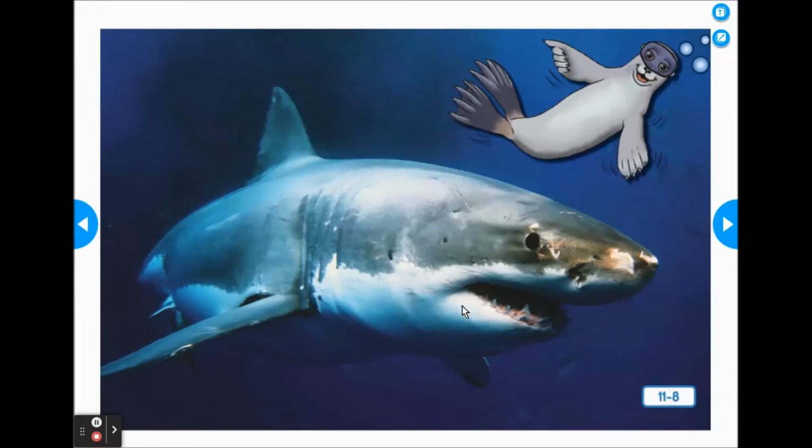And what else did we see yesterday? Sharp teeth. Why does he have these sharp teeth? So he can catch his fish and his food to eat. Good job, friends.